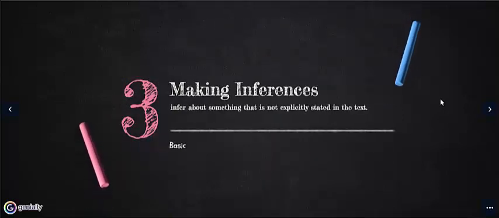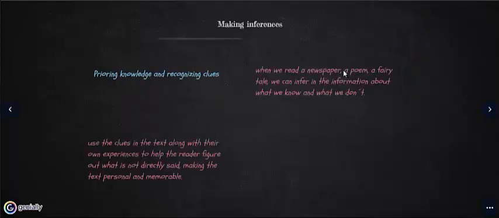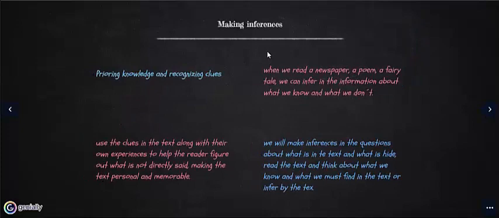The third technique is making inferences. The purpose is to infer about something that is not explicitly stated in the text. How the strategy works is pairing knowledge and recognizing clues. Clues are important to know about things that are not in the reading.